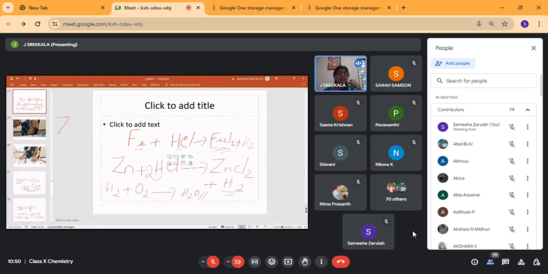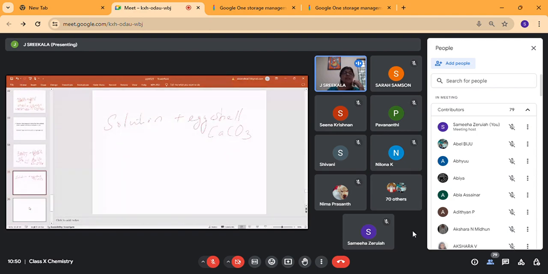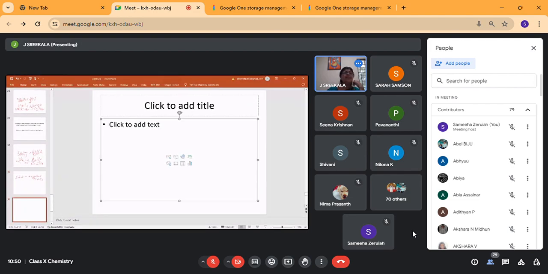Dilute sulfuric acid with aluminium powder. I want to know how many of you write it correctly. Have you written? Yes, ma'am. Read it. Al2(SO4)3. Very good.